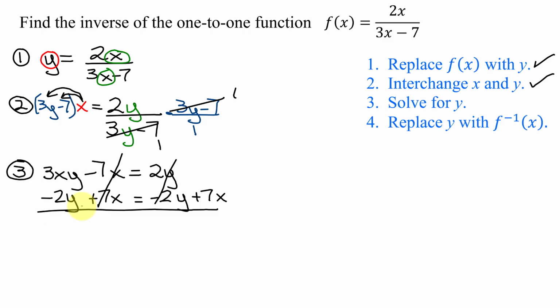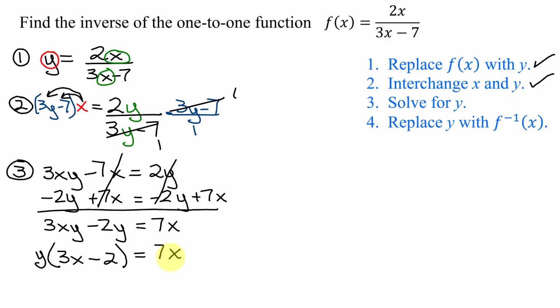On the left-hand side, I have unlike terms, can't combine, so I have 3xy minus 2y equals, the only thing left on the right-hand side is 7x. Now, to get y by itself, I have to factor it out of these 2 terms. Factor a y out of a 3xy, it leaves 3x. Factor a y out of a negative 2y, I'm just going to have minus 2 left.